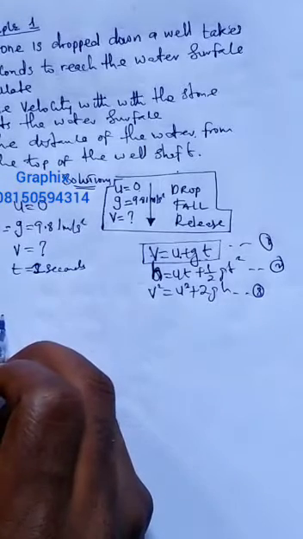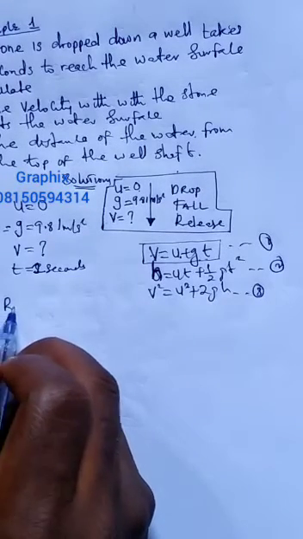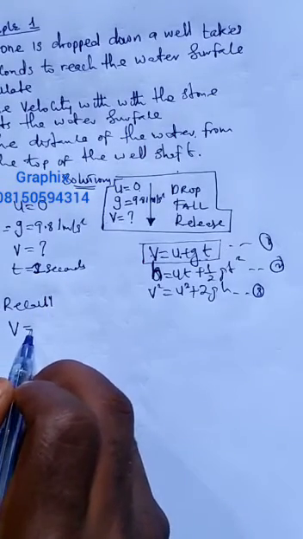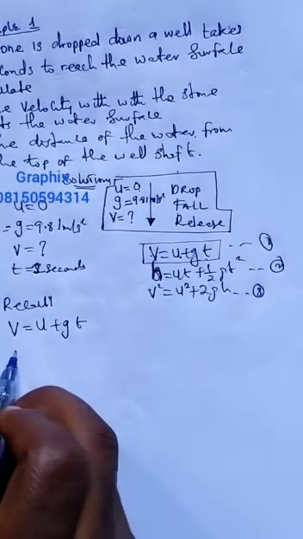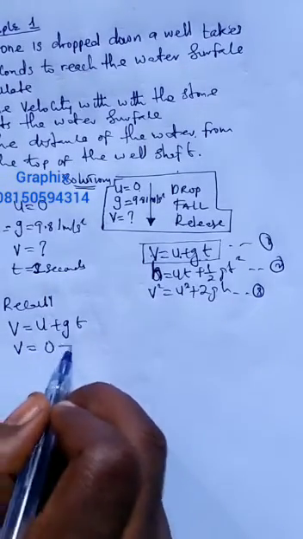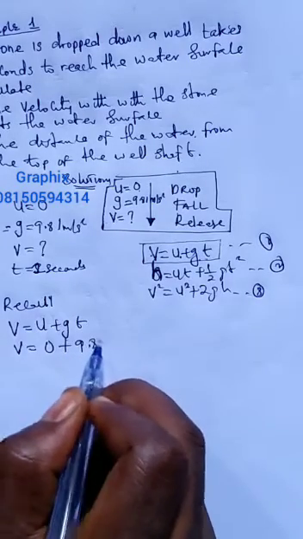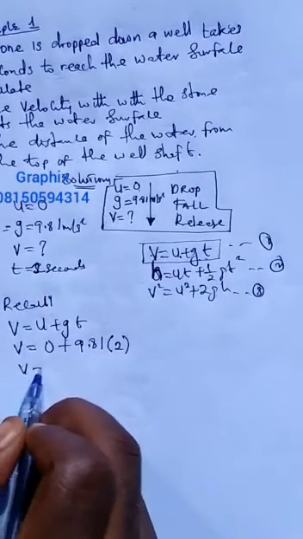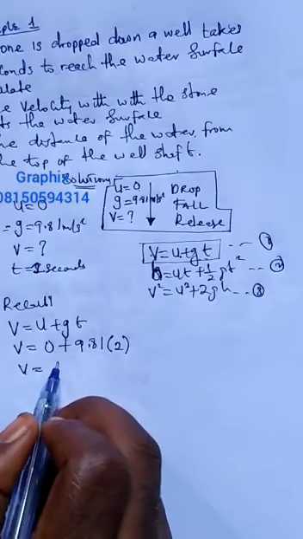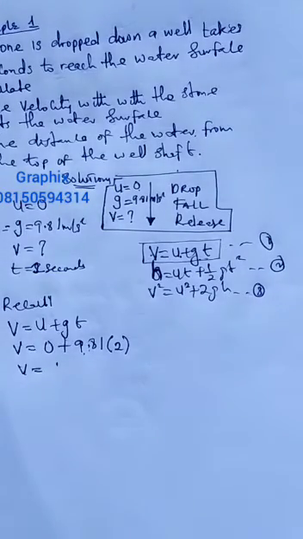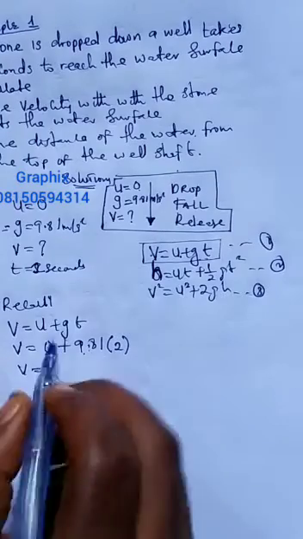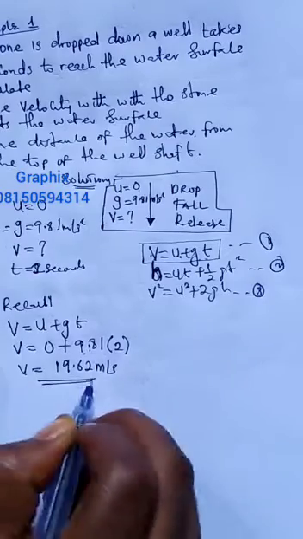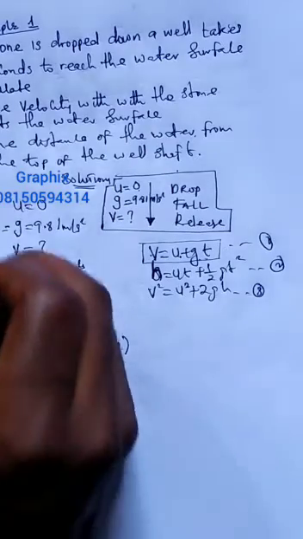So use it then. So recall, v is equal to what? u plus gt. So my v will now give me, what is my u? 0, plus my g is what? 9.81, right? And my t is what? 2. So my v will now give me 19, because 9.81 times 2 will give us 19.62 meter per second. This is the velocity. That is for question A.